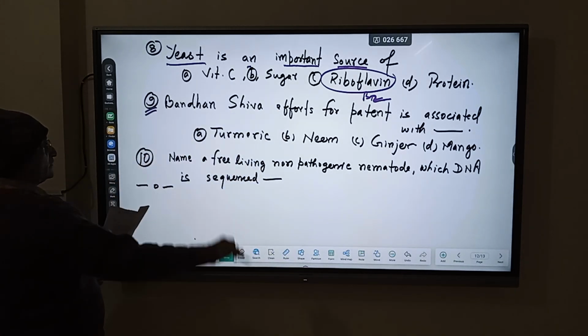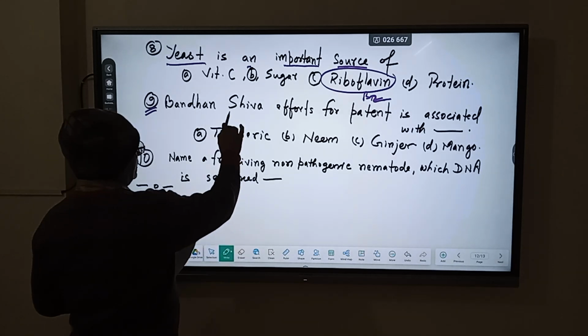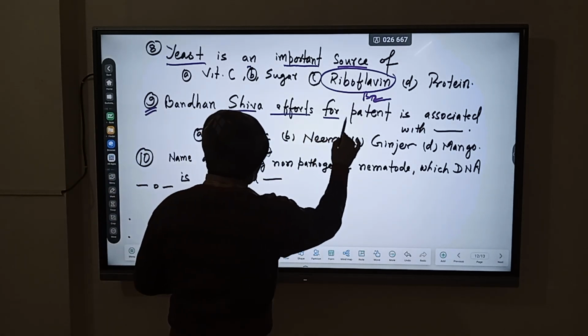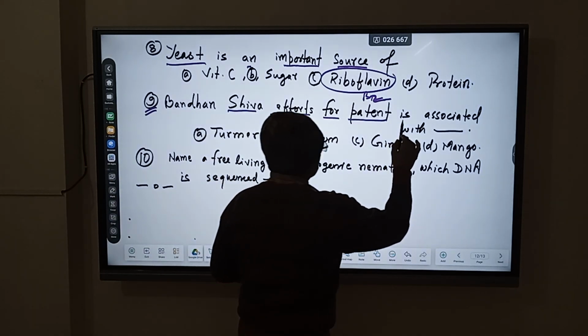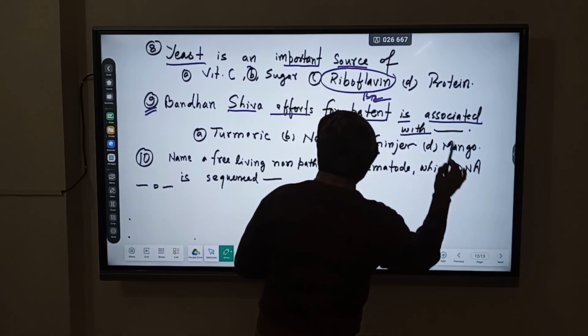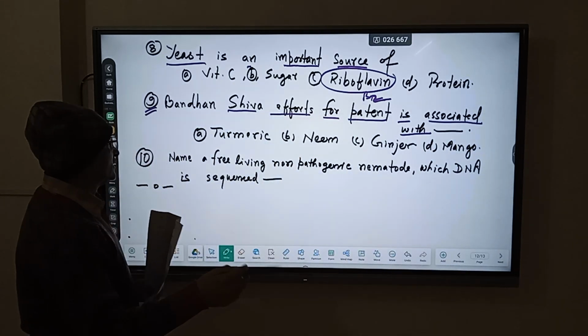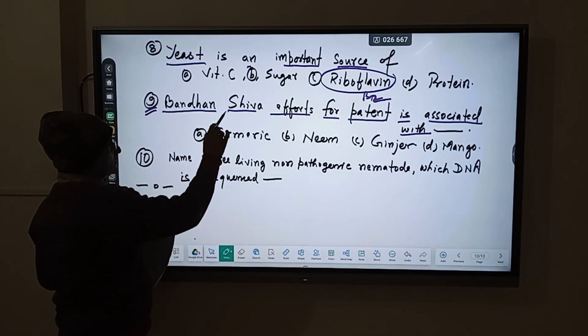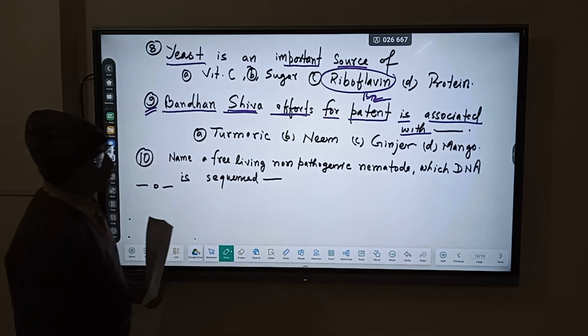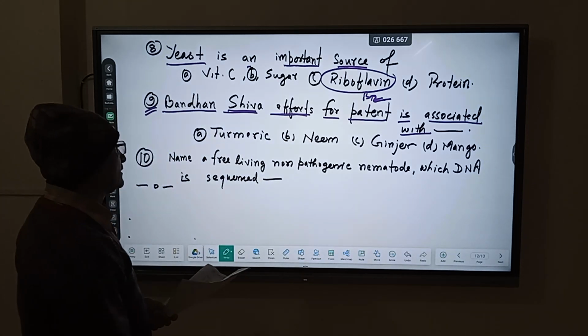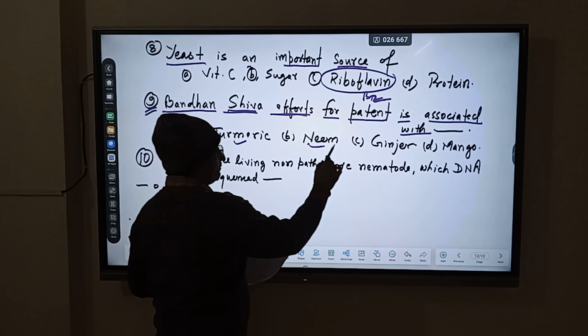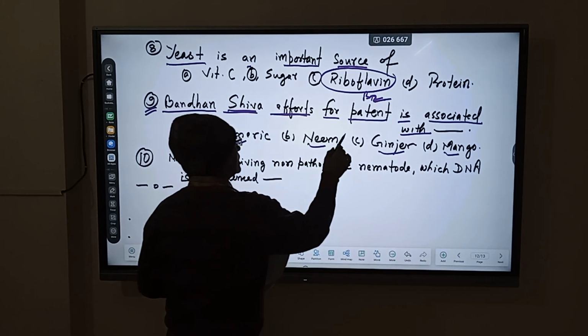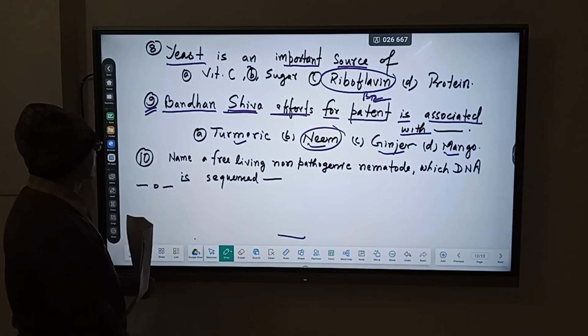9th question. Vandana Shiva's efforts for patenting are associated with which plant? Efforts which failed to get the patent of turmeric, neem, ginger or mango. Your correct answer will be neem.